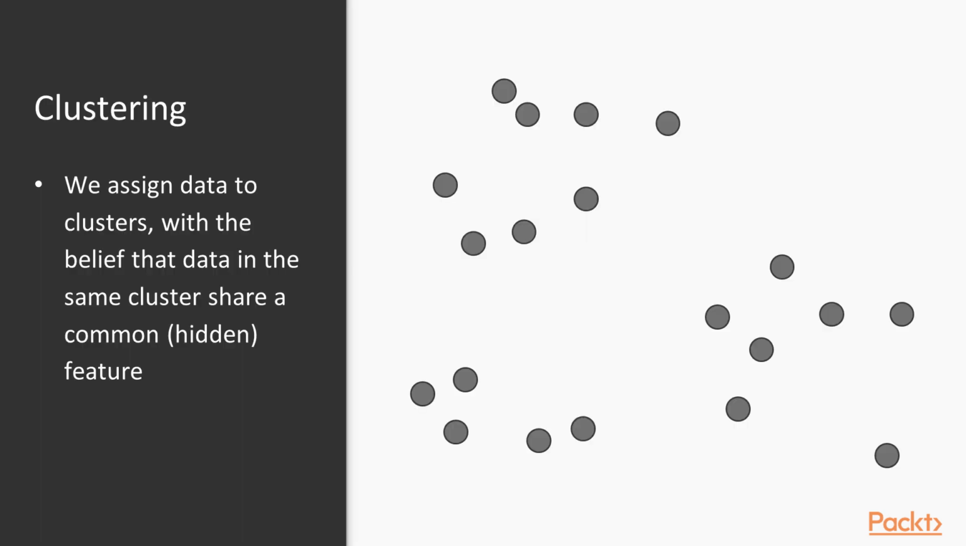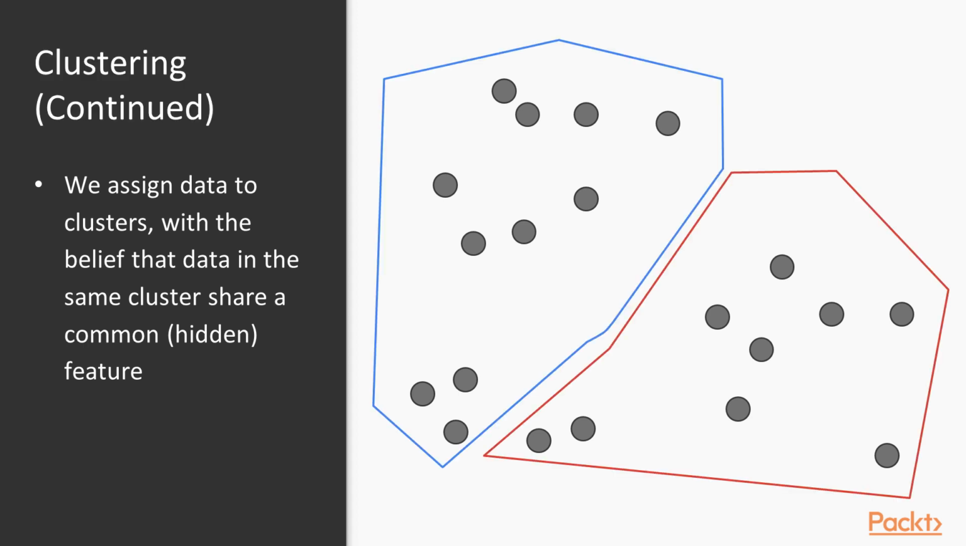Clustering is the unsupervised learning analog to classification. We start with unlabeled data. We want to group the data into different clusters. We claim that data in a given cluster share a common feature, even though we may not be able to describe what this feature is.